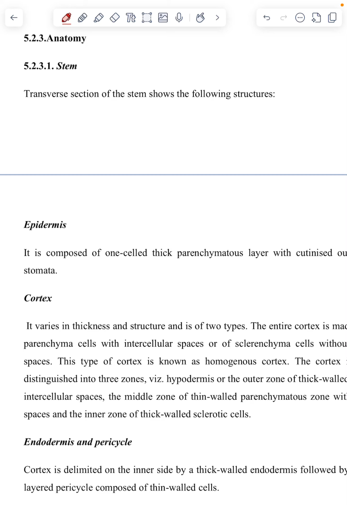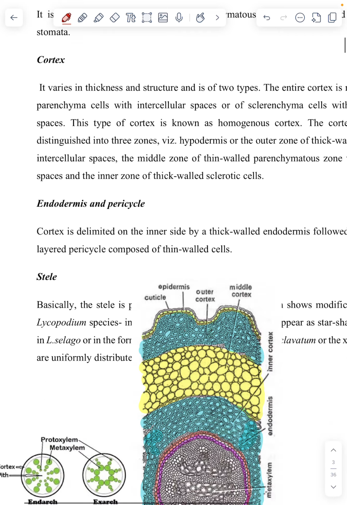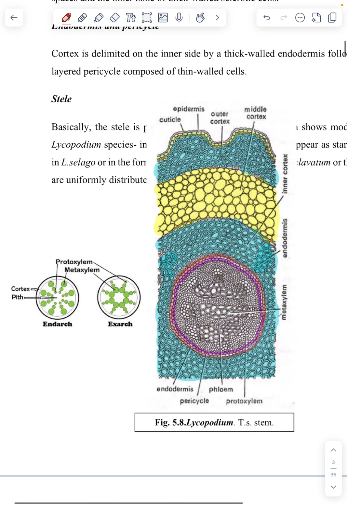Dear students, in today's class we are going to learn about the anatomy of stem, root and leaf of Lycopodium. So let's begin with the anatomy of stem first. So see this diagram. This is the TS or transverse section of stem of Lycopodium.